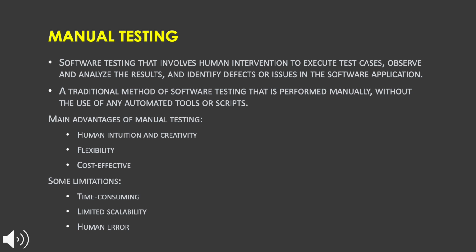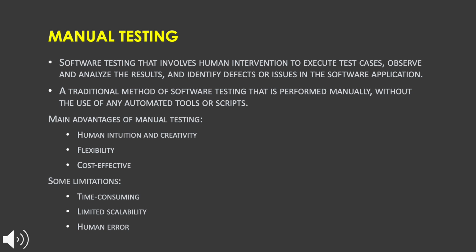The main advantages of manual testing include human intuition and creativity. Manual testing allows testers to use their intuition and creativity to identify potential defects and issues in the software application that may be missed by automated testing tools. Flexibility. Manual testing can be adapted to changing requirements and environments, making it ideal for testing in agile development methodologies. Cost-effective. Manual testing is generally more cost-effective than automated testing, particularly for small-scale projects and early development stages.